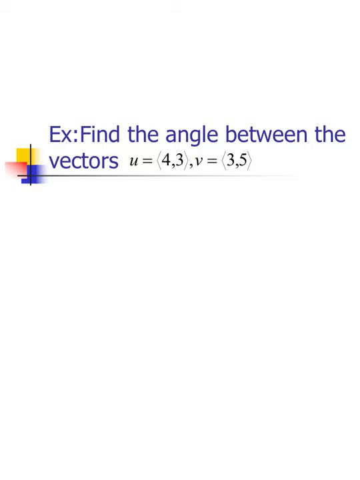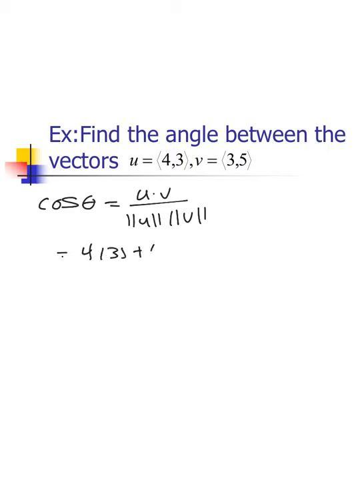We're going to end our lesson with one more example of finding the angle between two vectors. So again, our formula, cosine of theta is equal to u dot v divided by the magnitude of u times the magnitude of v. If I go ahead and find my dot product, it's going to be 4 times 3 plus 3 times 5. And then for my magnitude of u, I get the square root of 25. For the magnitude of v, I get the square root of 34.